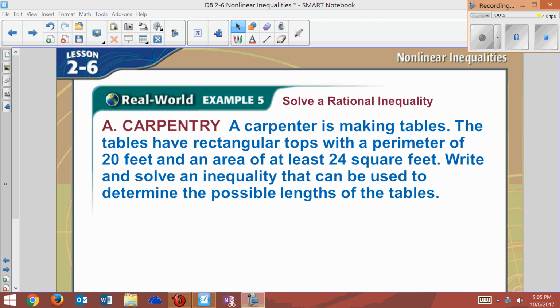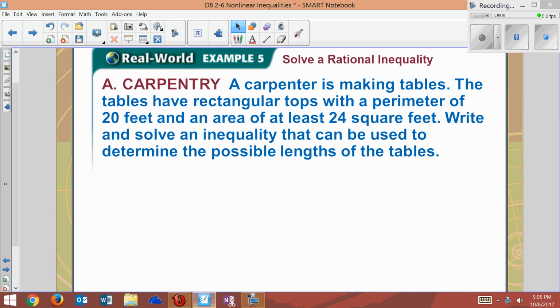Now let's look at solving some real-world rational inequalities. It says that a carpenter is making tables. The tables have rectangular tops. This is key, knowing the shape, with a perimeter of 20 feet and an area of at least 24 square feet. Write and solve an inequality that can be used to determine the possible lengths of the tables.